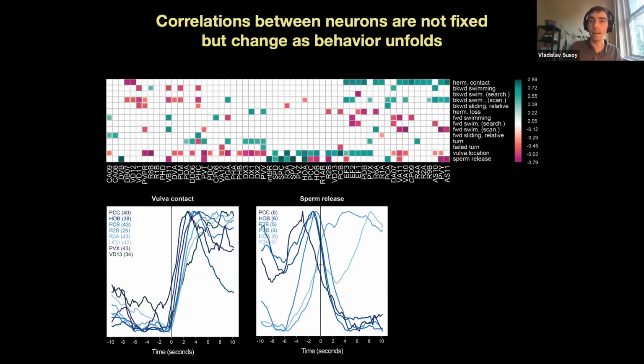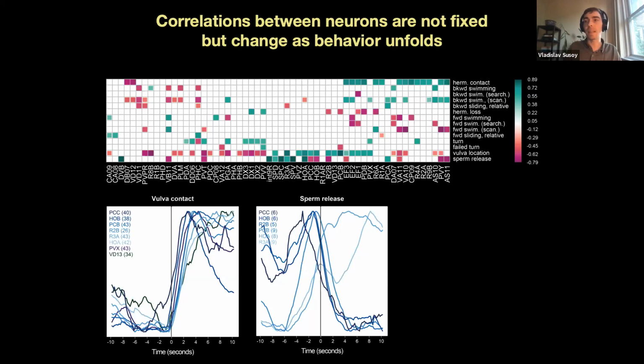And I think I'm a little bit maybe over time, but here's one very important point, and that is if we look across different behavioral motifs, what we also see is that functional correlations between neurons are not fixed, but they track behavioral dynamics.